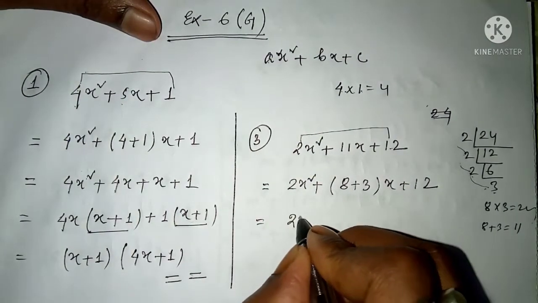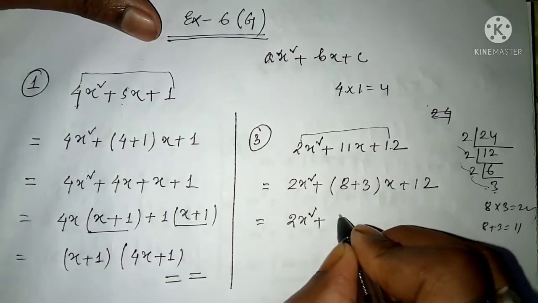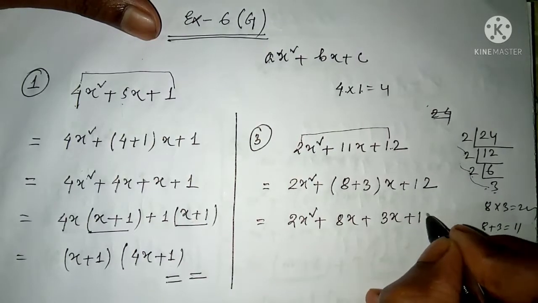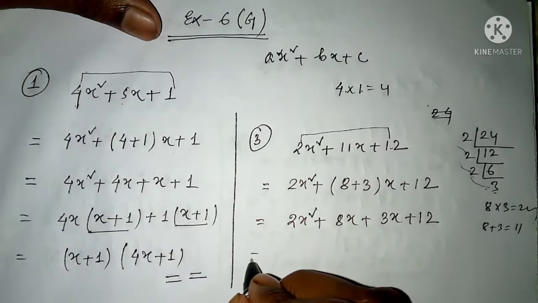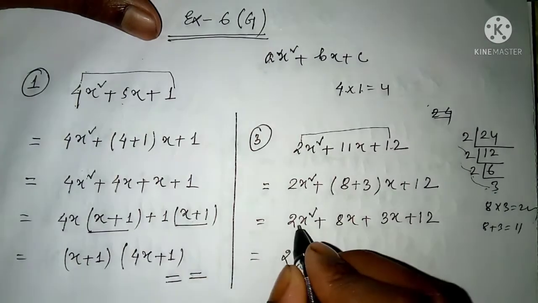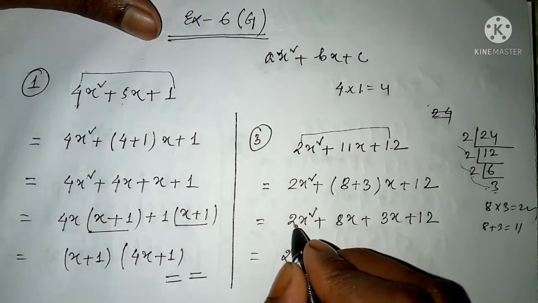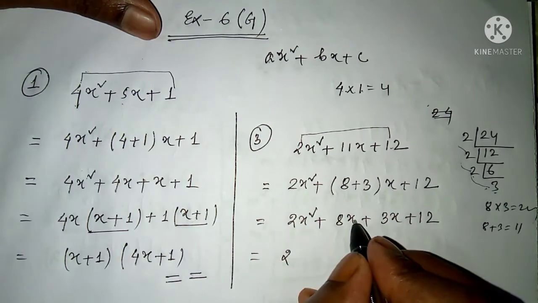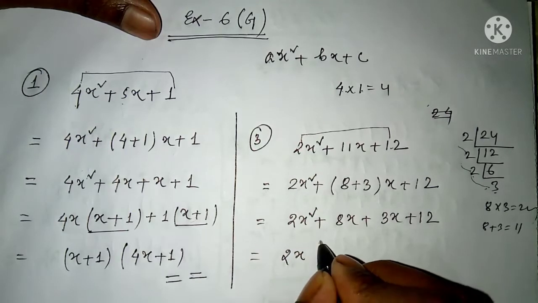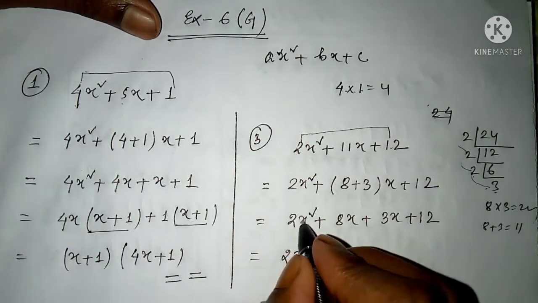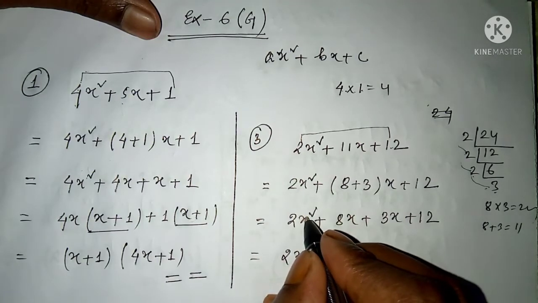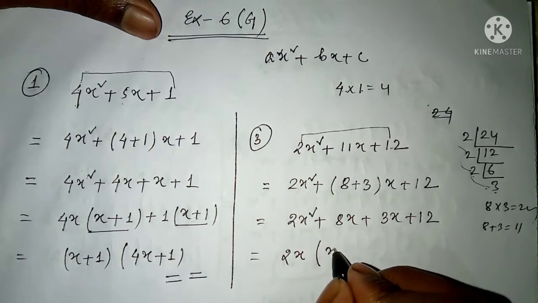Then you see here, that is your 2x square plus 8 into x, that is your 8x, plus 3 into x, that is your 3x, and plus 12. Then from this 2x square and 8x, I can take 2 common because 2 divides 8, and in both the terms I have an x, so I can consider 2x as common. From here 2x is taken out.